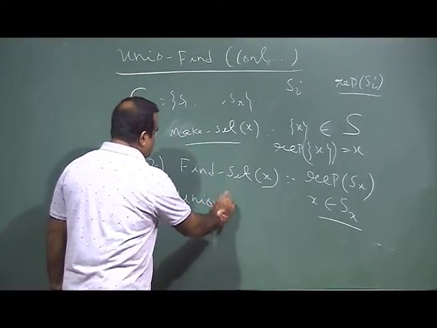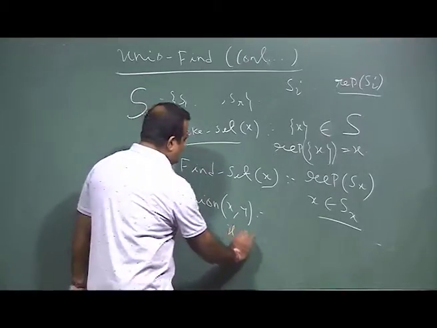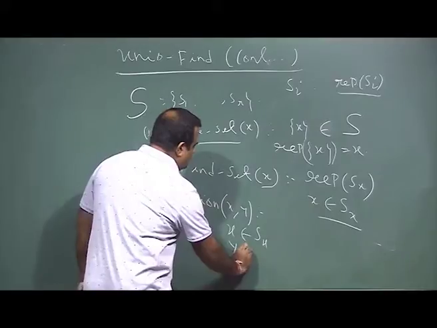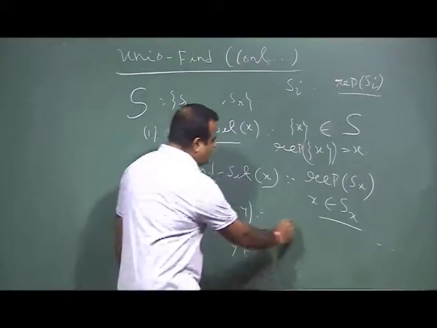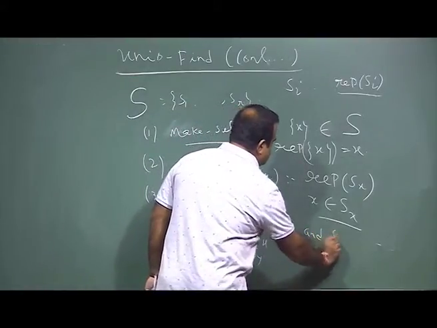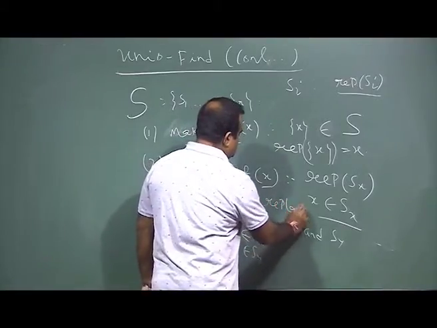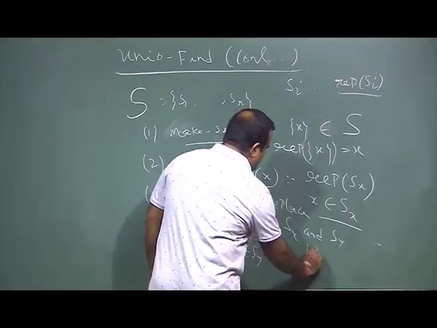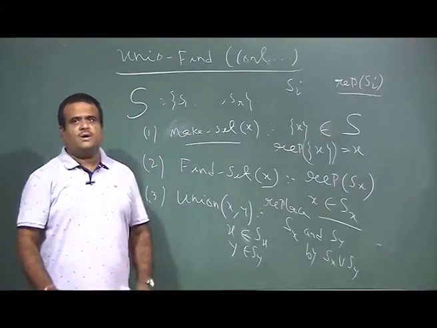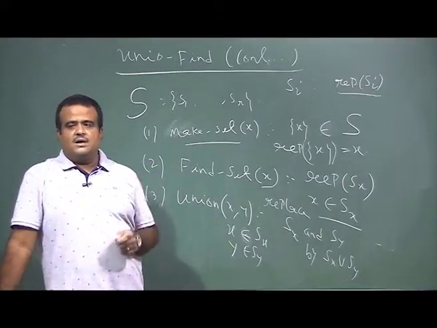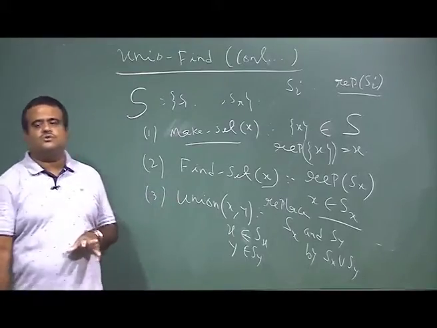We want to do the union of x and y. We are given two elements, say x belongs to Sx and y belongs to Sy. Now we want to replace Sx and Sy by their union, Sx union Sy, and we want to have a representative element of this new Sx union Sy set. So these are the three operations we need to perform.